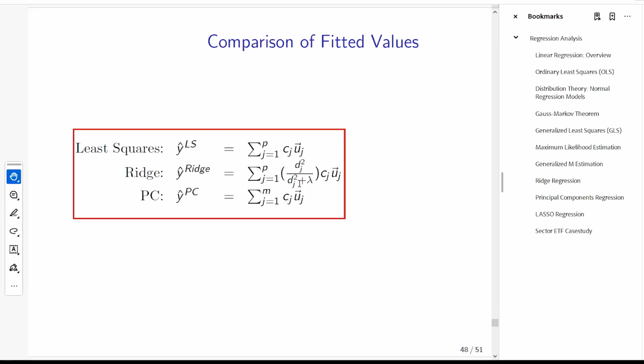What's curious is how these three methods, least squares, ridge, and principal components regression, are estimating the response variable using essentially the same fundamental pieces, the Cj and Uj, but are either skipping the last p minus M for principal components, shrinking those based on the size of the eigenvalues for ridge, or using all of them.